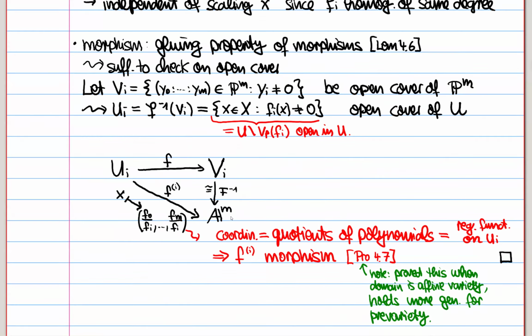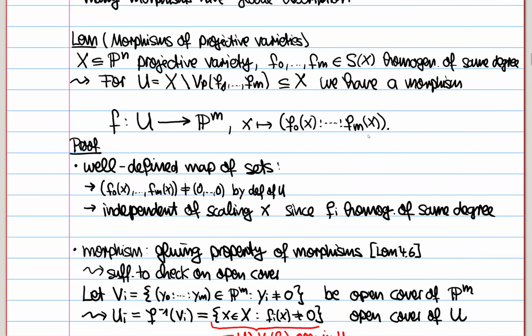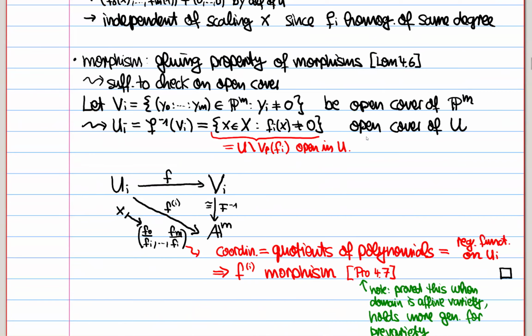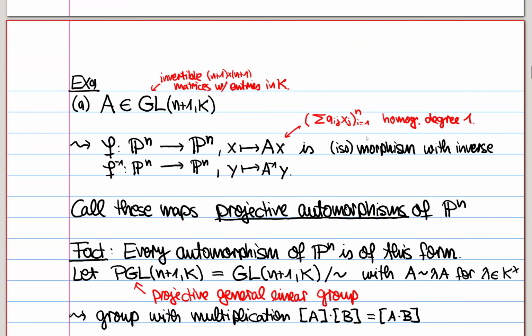So somehow we have already a big class of morphisms to projective space just given by m+1 homogeneous functions of the same degree. And we'll start now looking at some examples of these things, particular classes that we can always write down and which are very useful to have.